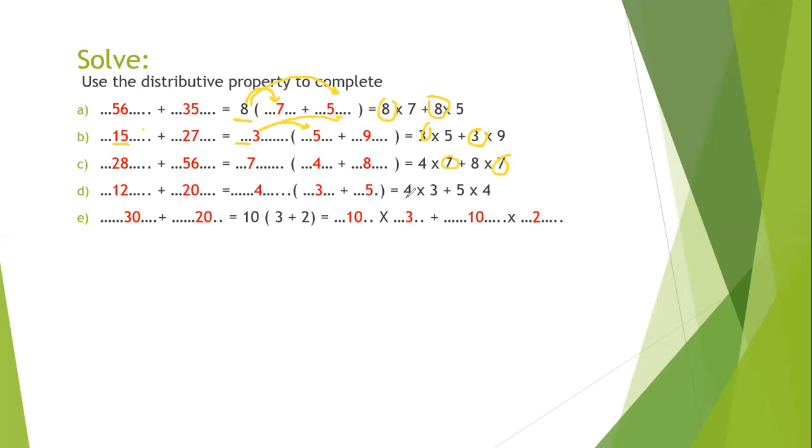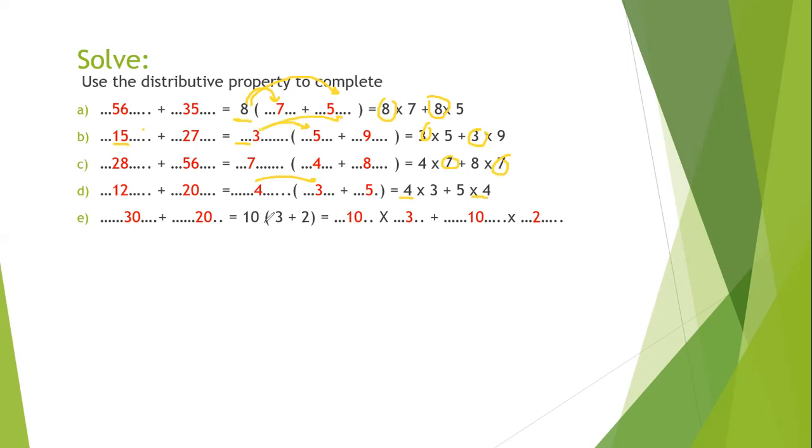And repeat here in number D. The common is 4. Put 4 out, then write 3 plus 5 inside the brackets. Then distribute. 4 times 3 equals 12. 4 times 5 equals 20. So first we have to get the common and put it outside the brackets, then put the rest inside the brackets, then distribute the numbers.